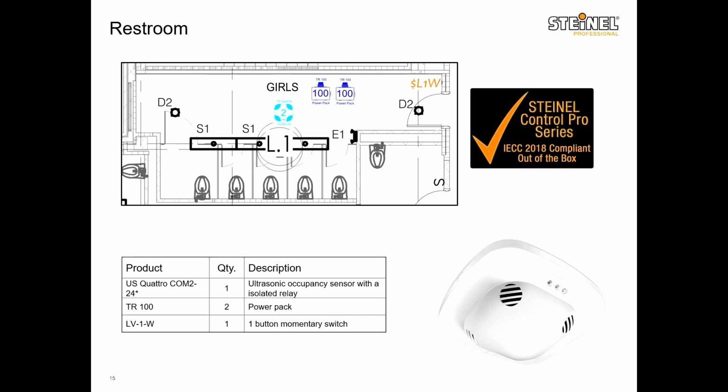This is our recommendation. 2 power packs, one for the lighting, one for the exhaust fan. And the COM 2-24 gives you the option to set different timing levels for the exhaust fans, which we talked about, and a momentary switch to override them. If you have smaller restrooms or just a small restroom with no stalls, you can just use a wall switch. That would do the trick.